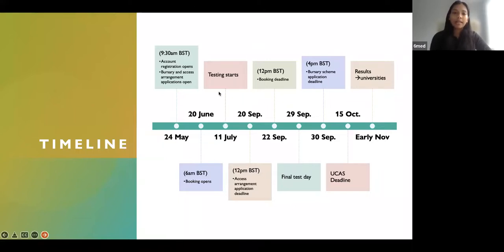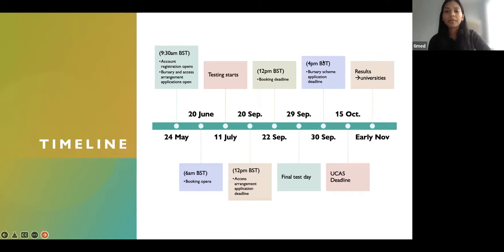11th of July is when the first UCAT tests start, and they run all the way up until the 29th of September. On the 20th of September is the access arrangement deadline, and 22nd of September is the last day which you can book your UCAT test. And as I said, 29th of September is the final day you can do the UCAT.